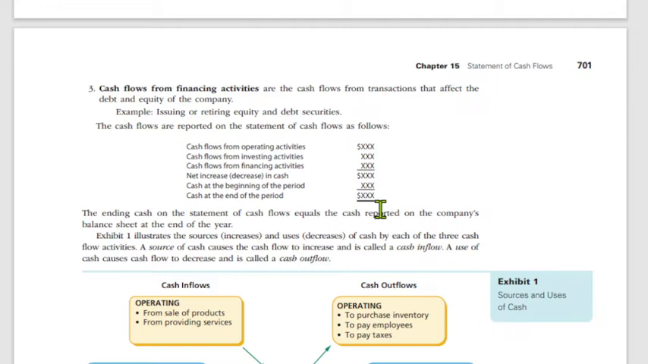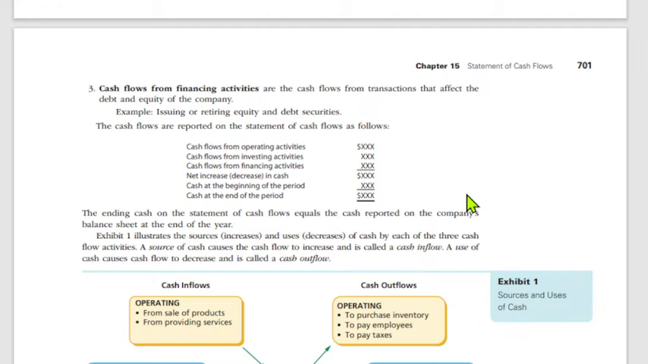Kaya nga kapag tiningnan yung statement of financial position, yung cash item, ang notes noon ay yung cash flow statement. Although in some reporting, we require a separate statement of cash flow, kumbaga isang separate financial statement for the statement of cash flow.